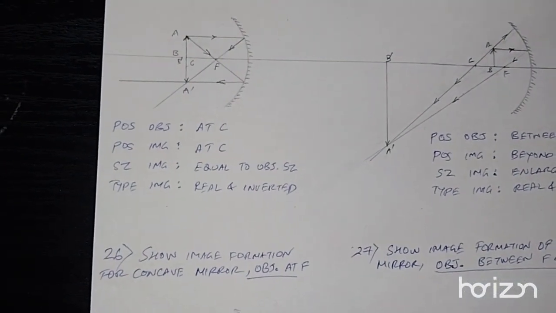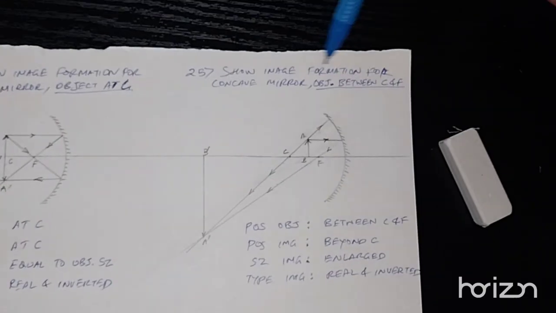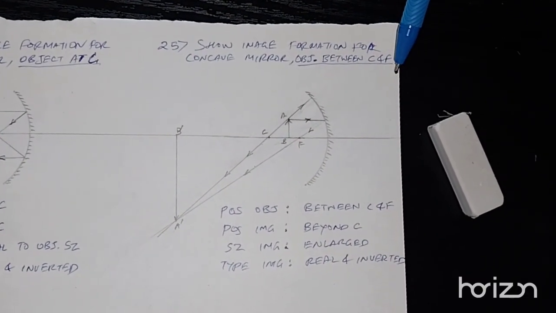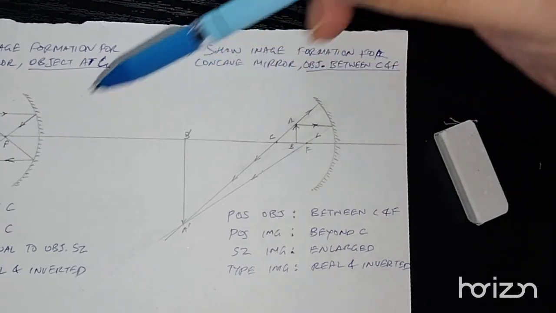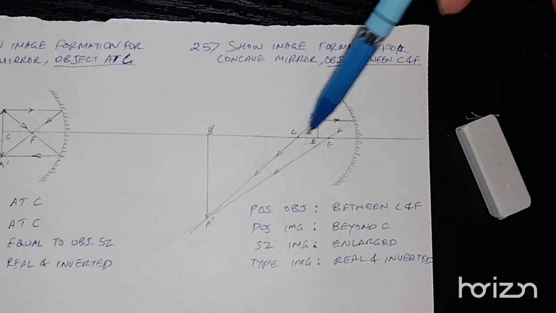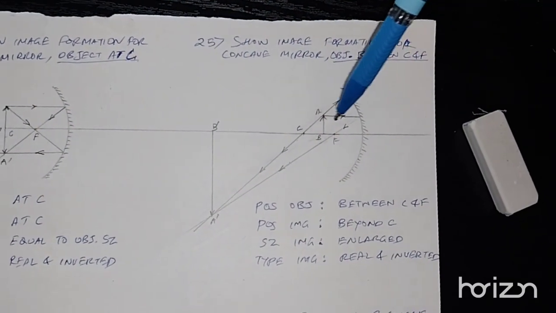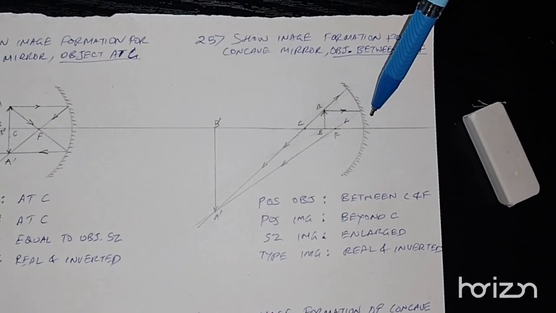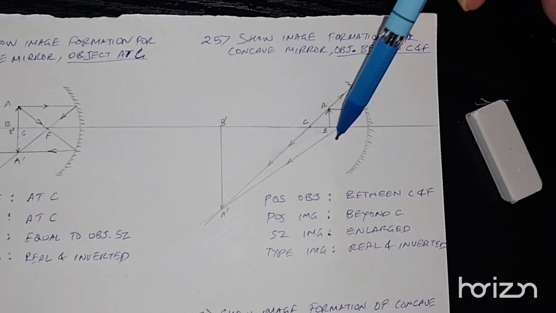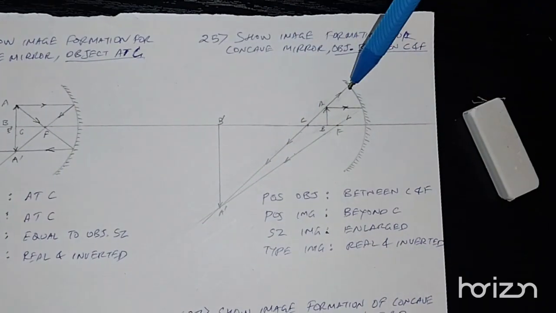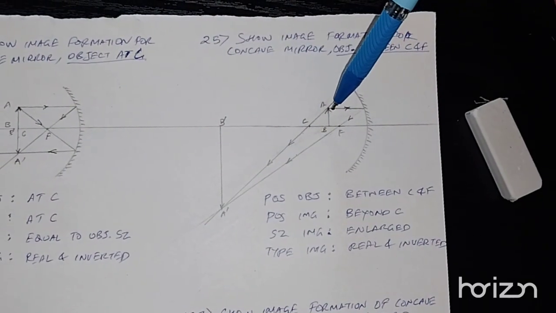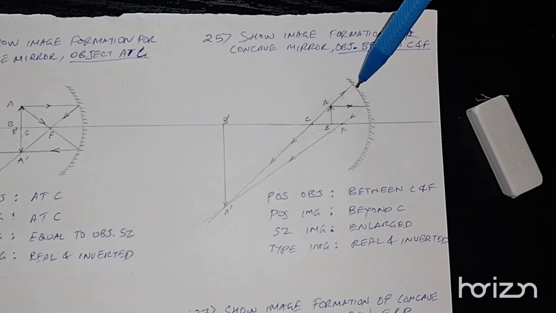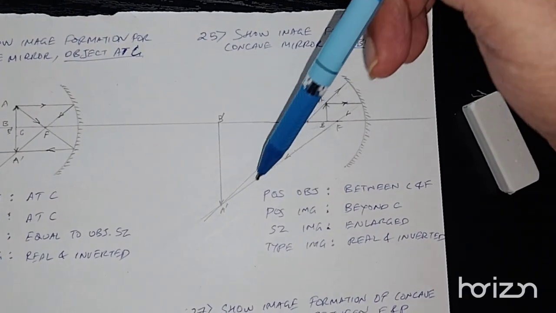Okay, so next question. Show the image formation for a concave mirror when the object is between C and F. Previously it was at C. Now if we place the object between C and F, what will happen? Again consider two rays. One, you are considering parallel to the principal axis, that will get reflected and go through F. And second one, you shoot a ray such that it reflects along C itself.